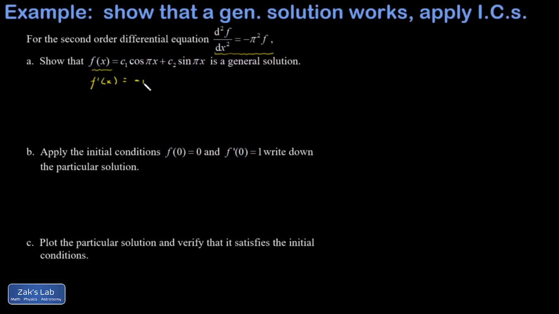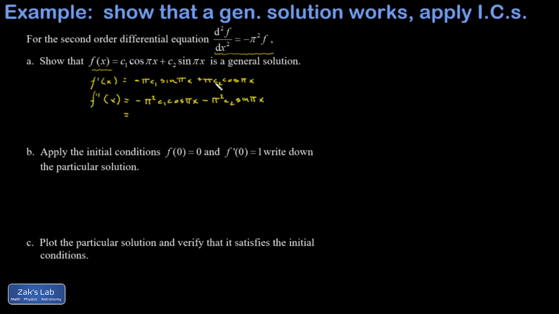And I get negative pi c1 sine pi x plus pi c2 cosine pi x, and then I do it again to get the second derivative. Now I've got negative pi squared c1 cosine pi x minus pi squared c2 sine pi x. And it's here that I have to recognize my original function in this expression.